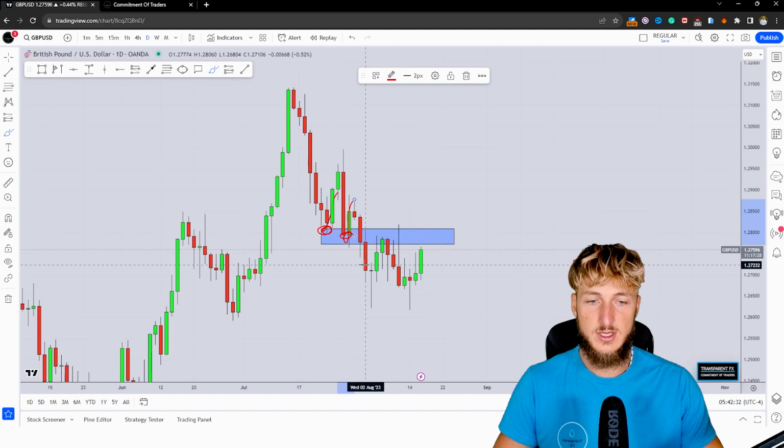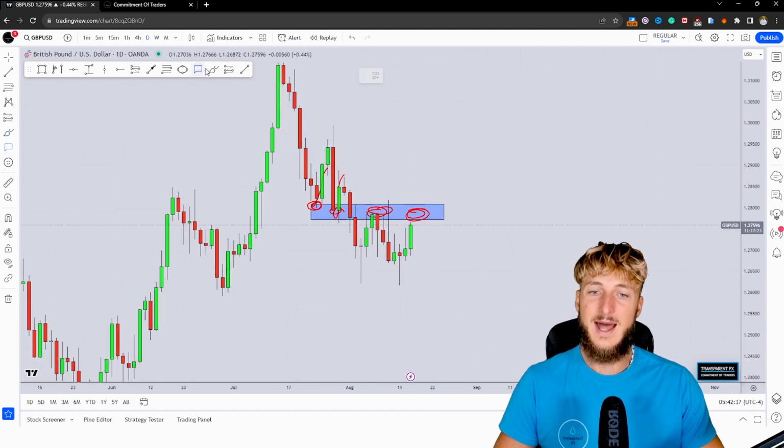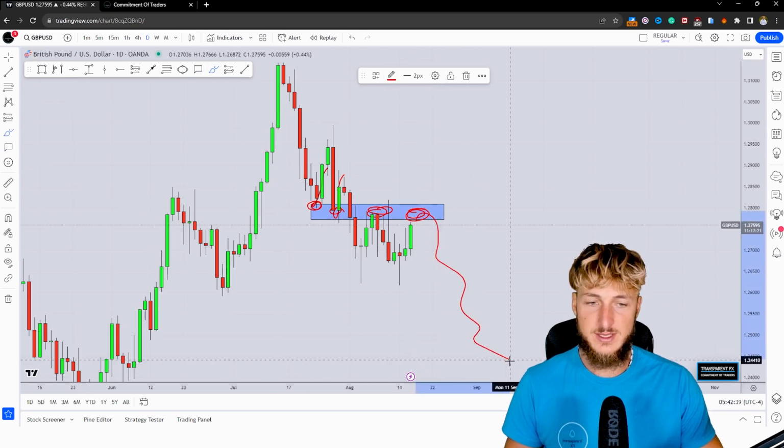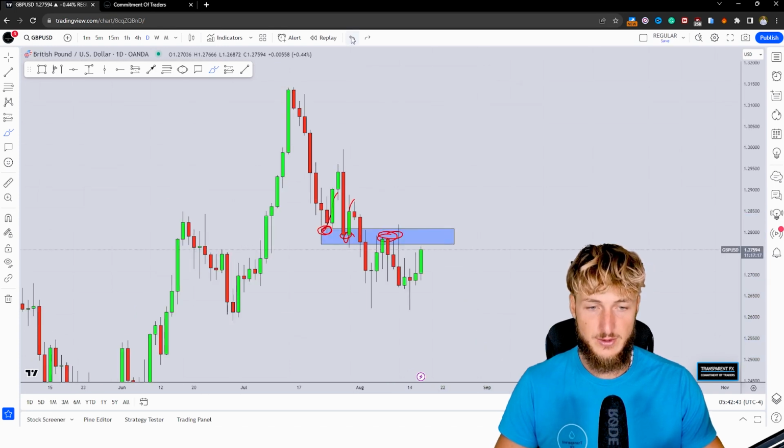This is the previous daily support that is now acting as resistance. As I was saying, until the market breaks above this resistance, it can easily continue to the downside, and actually will continue to the downside.